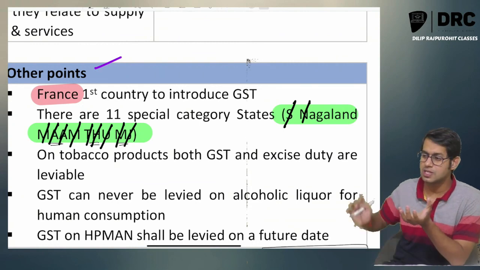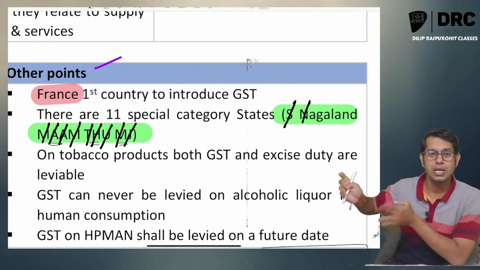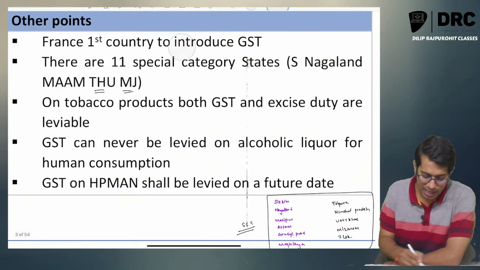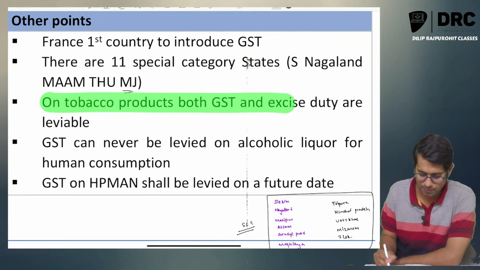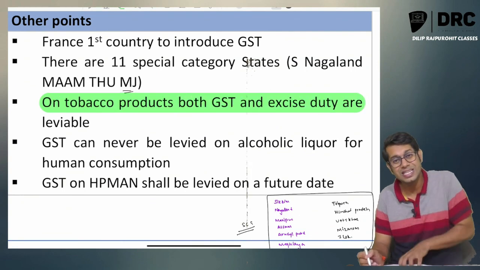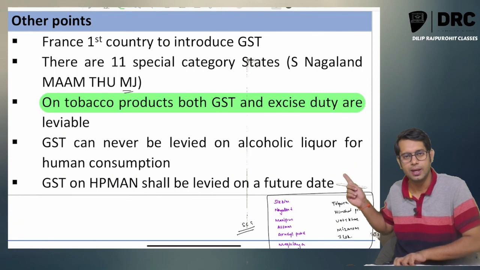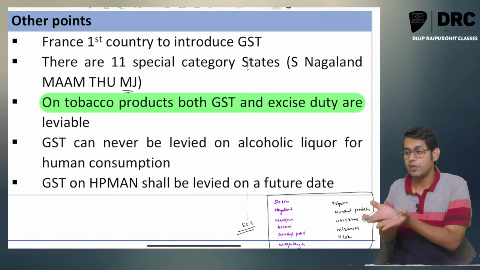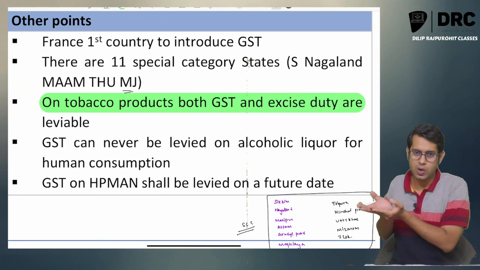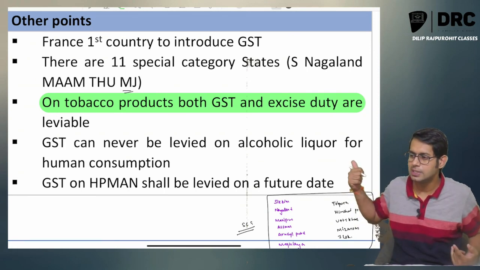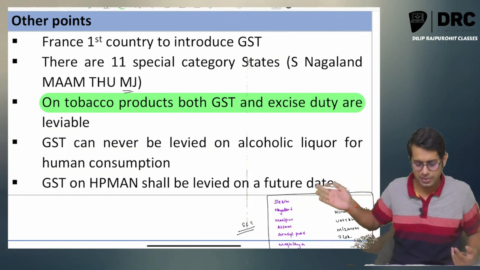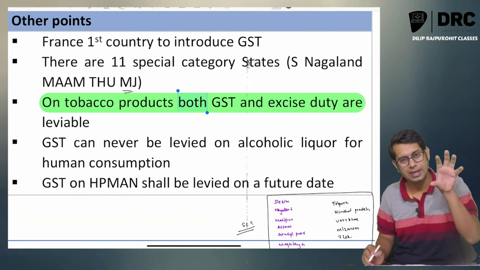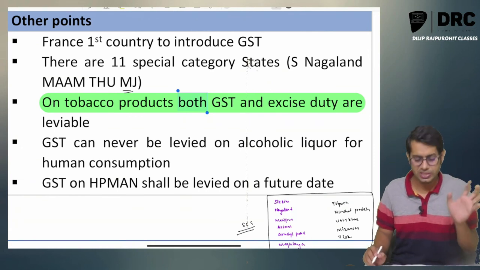What is the importance of these special category states? You will understand it in future in the respective chapters which we are going to discuss. Now there are tobacco and tobacco products, cigarette, pan masala, etc. On those, GST as well as pre-GST taxes are collected. As I told you, these are called sin goods. Government is promoting social welfare by increasing the tax amount on these products. How are they increasing it? By collecting GST as well as pre-GST taxes, which is excise duty.